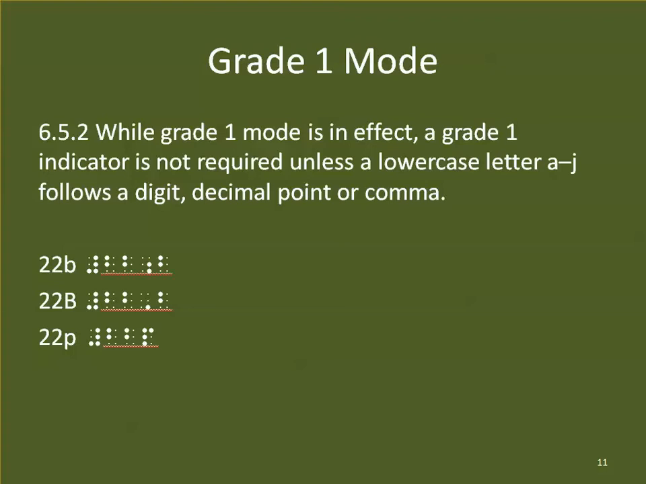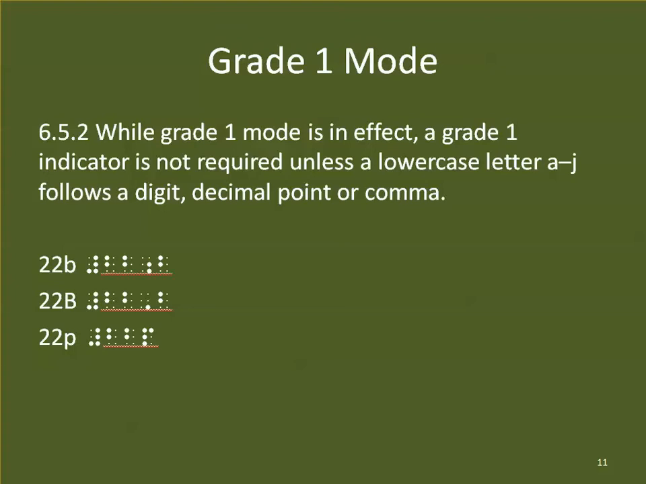And that makes sense. It's not really a rule that we have to memorize if we just realize what's happening. The letters A through J, of course, would look like a number, a numeral, if we didn't have a grade 1 indicator in front of it. So for an example, 22B. Obviously, if we didn't have a grade 1 indicator in front of that B, it would be read as 2, and we would read it as 222. We don't want that, so we need the grade 1 symbol indicator there.